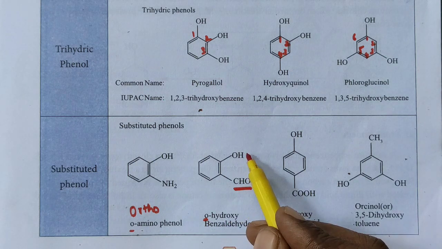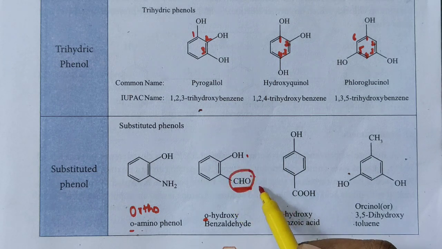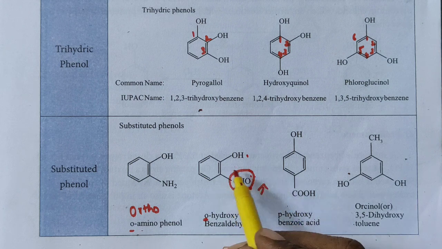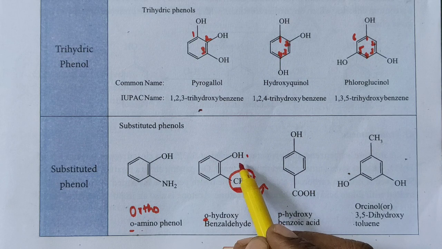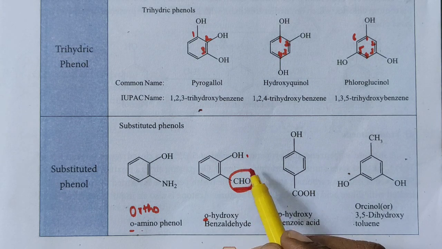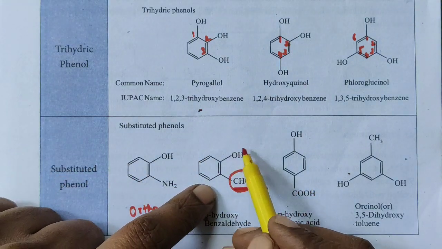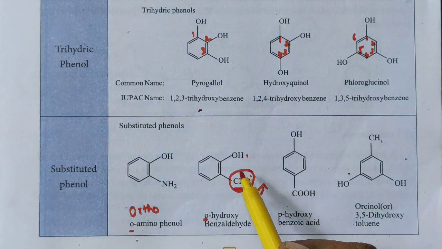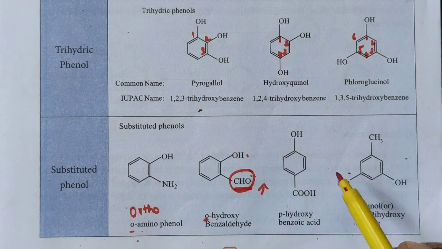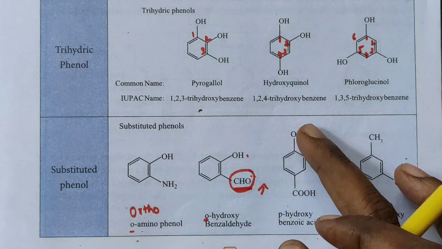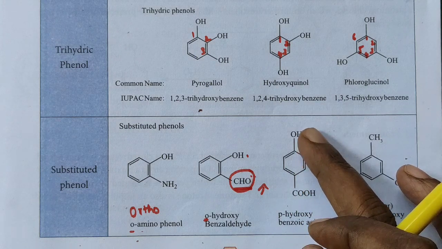Comparing OH and CHO, this CHO has the greater priority. Therefore this is the functional group. So here OH is the substituent. This is the benzaldehyde, then OH is substituted here. That is ortho-hydroxybenzaldehyde. Then here also, comparing OH and COOH, COOH has greater priority than the OH.